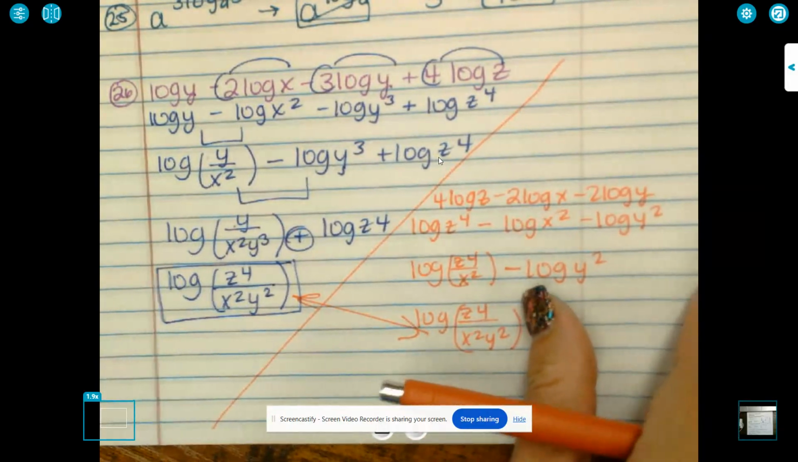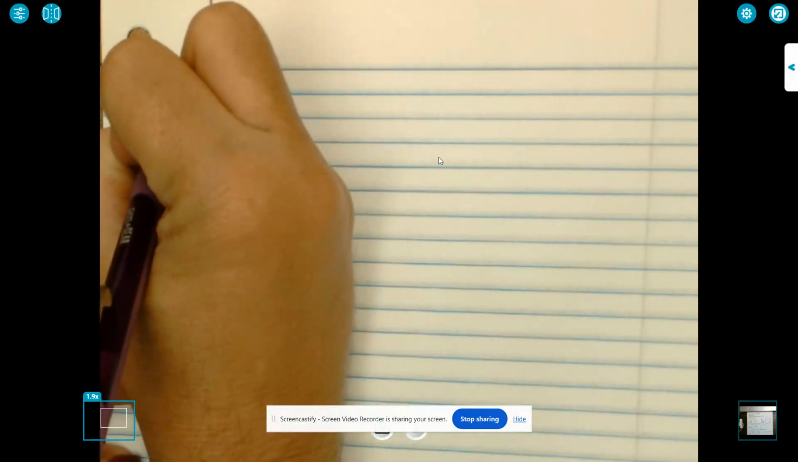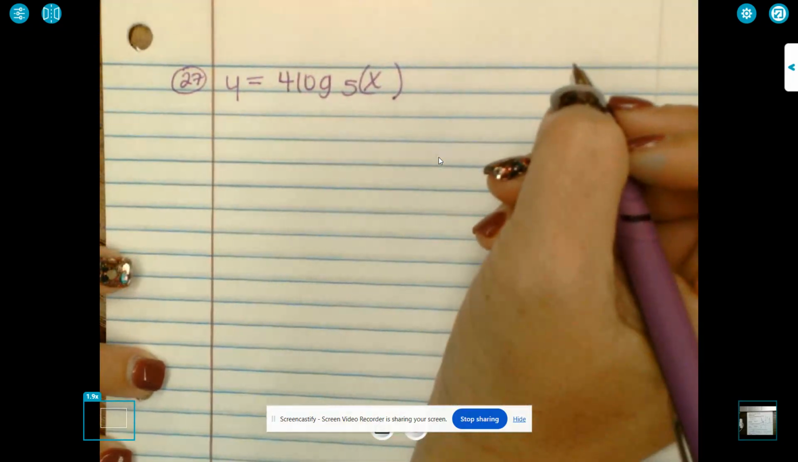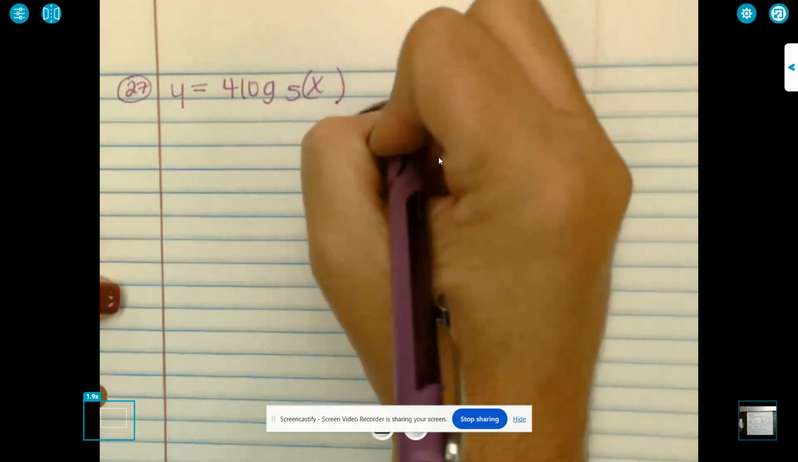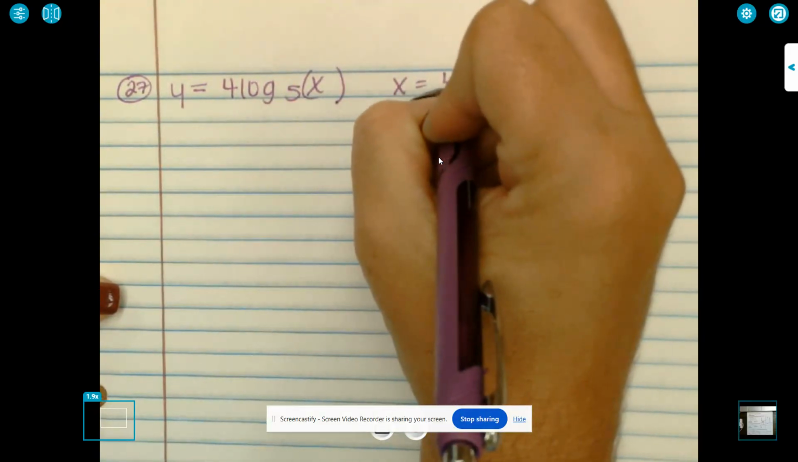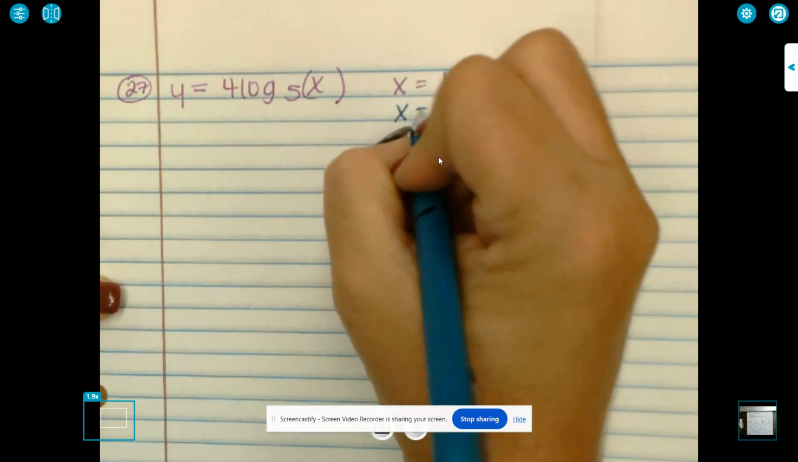All right, 27. Find the inverse. So remember, finding the inverse, we are switching x and y and resolving for y. Right now we have y equals 4 log base 5 of x. So we're going to switch that. It's going to become x equals 4 log base 5 of y. All right, pull your exponent up.